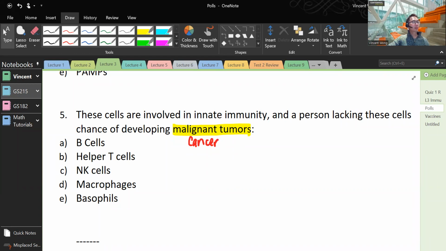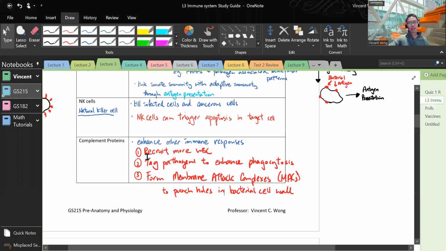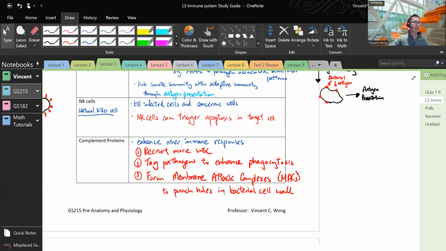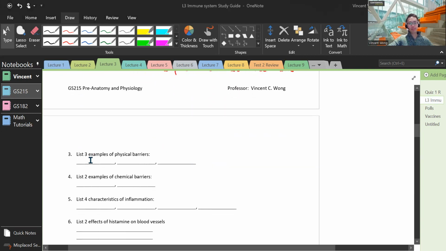Very good. Okay, almost all of you got it right. The NK cells. Okay, so again, if you look at the thing here, the NK cell can kill cancerous cells. So if someone has a very low count of NK cells, they might be more prone to getting cancer. Okay, great. Thanks for the participation.